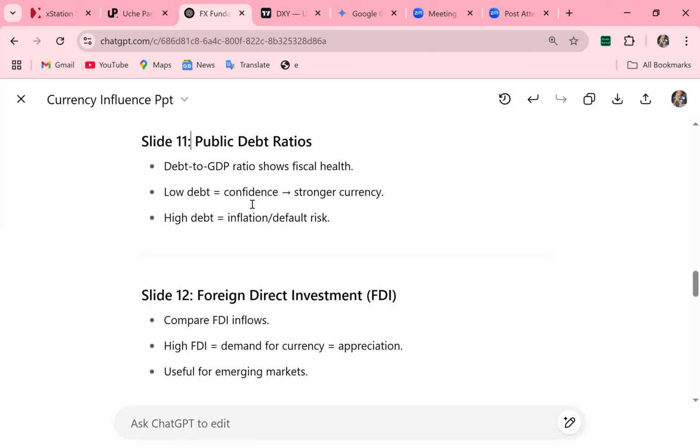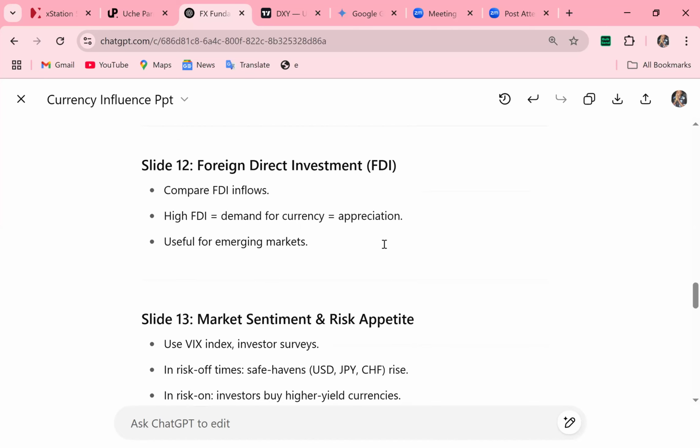And of course, you know that low debt in any particular country will give a sign of strong economy. And the higher debt will, of course, cause inflation, just like what is happening in our own country. Then we also have to consider foreign direct investment, but we have to compare. Understand, this course is all about comparison.